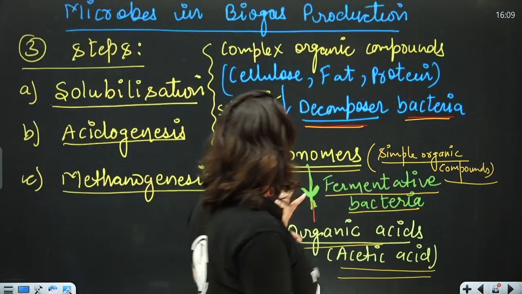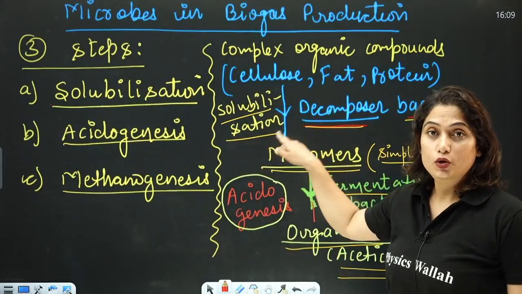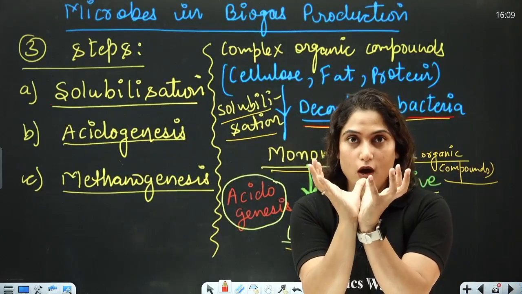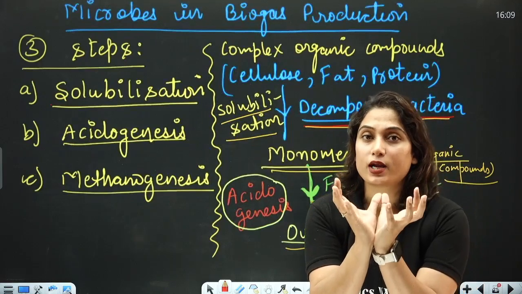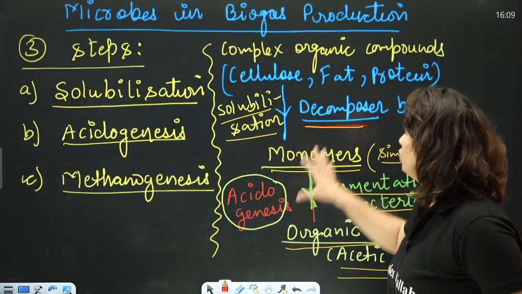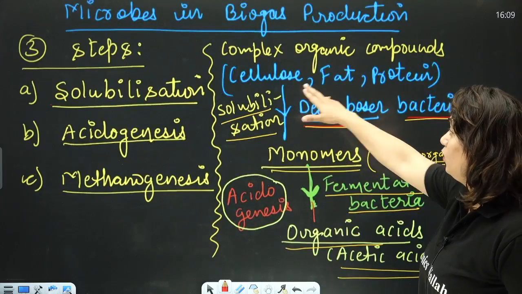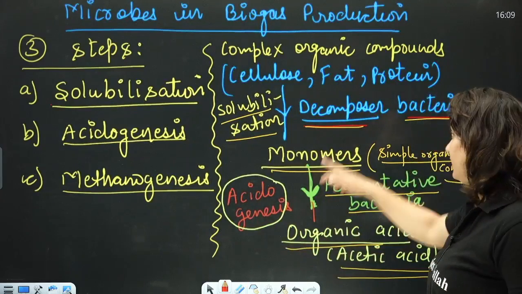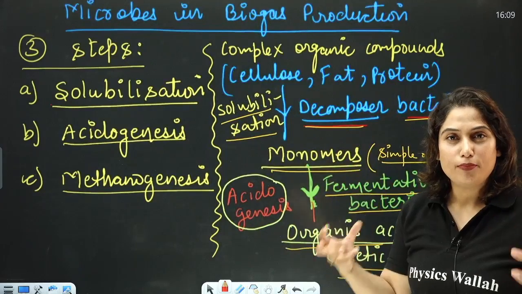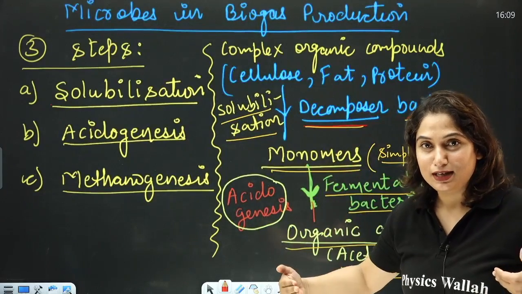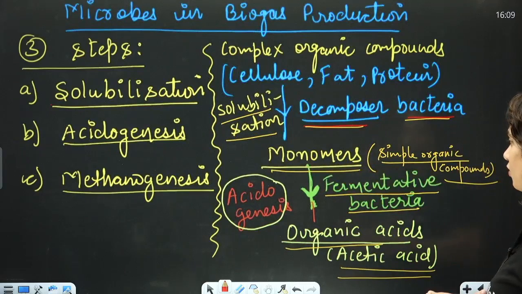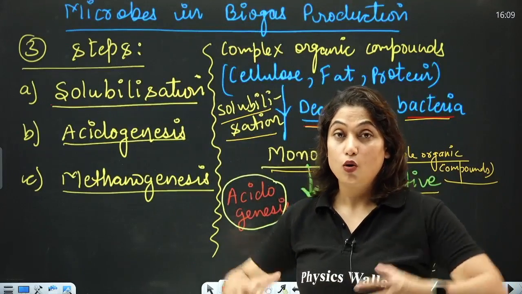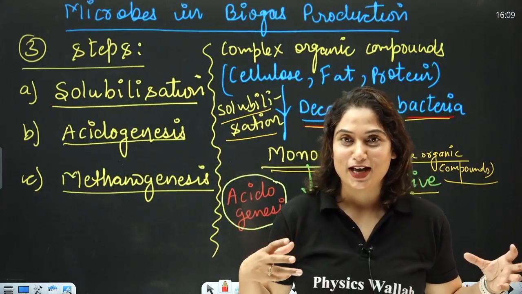So, first of all, let's understand the first step, that is solubilization. What is solubilization? The slurry, the solution of cow dung, has complex organic materials in it. Those complex organic compounds like cellulose, fat and protein are decomposed by the decomposer bacteria, and those complex compounds are converted into simpler compounds which are called monomers. So what is solubilization? The conversion of complex organic compounds into simple organic compounds.